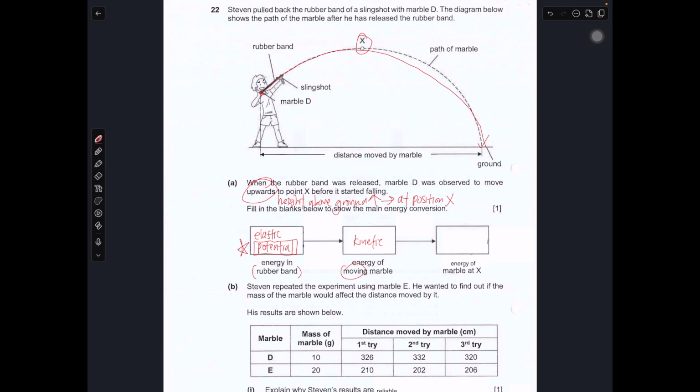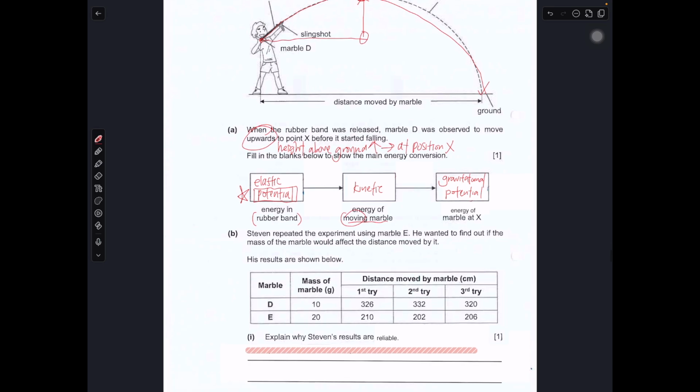Energy of marble at X. This one cannot be kinetic, right? Because they already tell you moving marble is already here. So what happened is this is actually your gravitational potential energy, because it is higher above ground. So some of the kinetic energy is actually converted to gravitational potential energy at point X in this case. Okay, so this will be the correct answer.